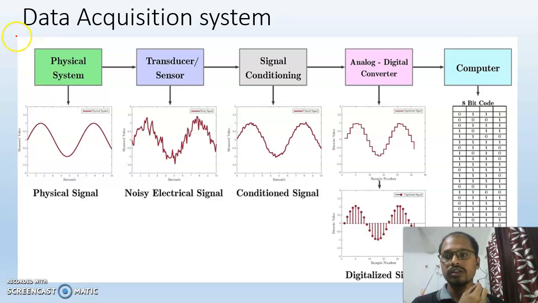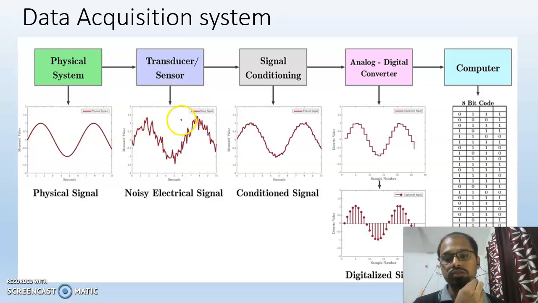Next we'll see the data acquisition system, that means how to store data in a system. With the help of sensors, we can sense a physical quantity, which may be temperature, an electrical quantity, or an optical or acoustical parameter. Whatever physical parameter we want, we can measure it with various sensors. The sensor output is a noisy electrical signal. That means what the sensor senses is not a measurable, or not a useful, signal.